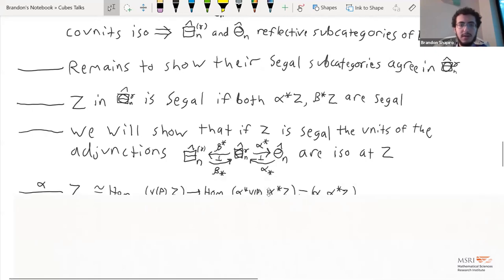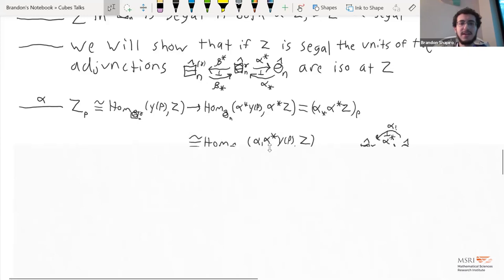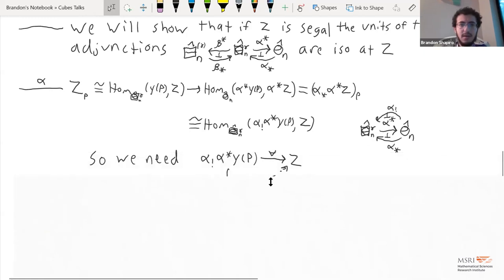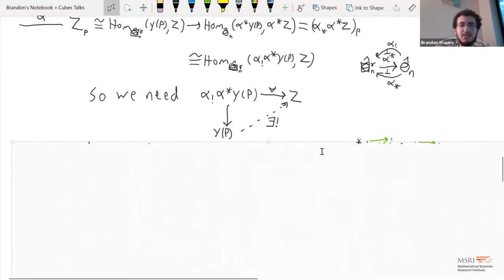So I'll try to do this very quickly. This is what the unit looks like. What it basically amounts to is the action of alpha star on the Hom set from representables into Z to the representable into alpha star of Z. And we can rephrase that because we know that we have a left adjoint using alpha shriek, big shriek, is what it's usually called. So the proof reduces to showing that Z, which is Siegel in this middle category, has unique liftings against this map, which is a co-unit for this top adjunction. But I'll just draw the picture.